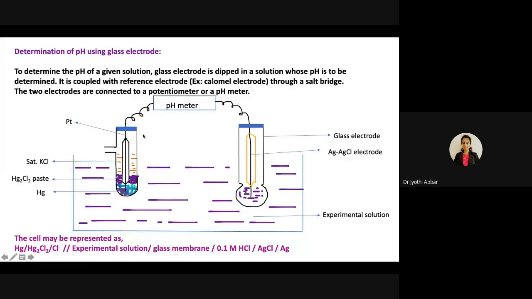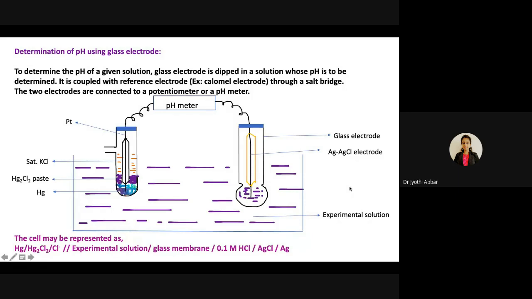So this is the calomel electrode, and this is the glass electrode. We all know that if we want to measure the potential of any other electrode, we have to couple it with the reference electrode. So the reference electrode used here is the calomel electrode. It is connected to the pH meter. The glass electrode is also connected to the pH meter. Why the glass electrode is taken on the right hand side, why it is going to act as cathode, why the calomel electrode is going to act as anode, and how we can find the pH of this solution, all these things I'll explain in the next class. Meanwhile, you can draw this diagram.